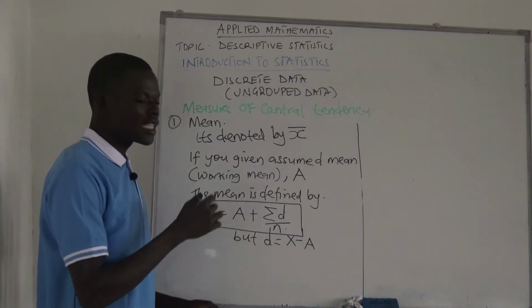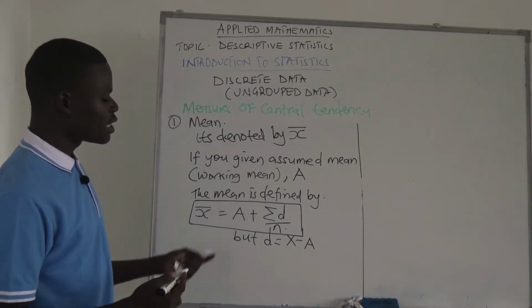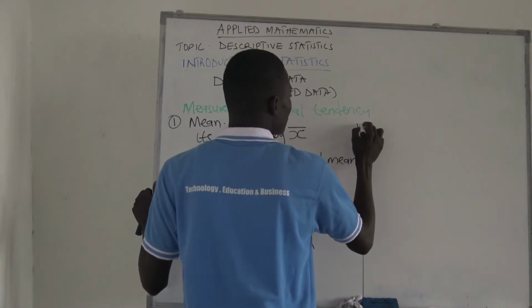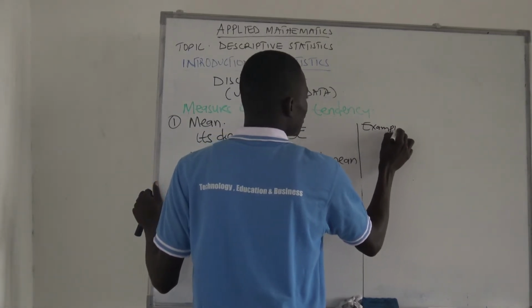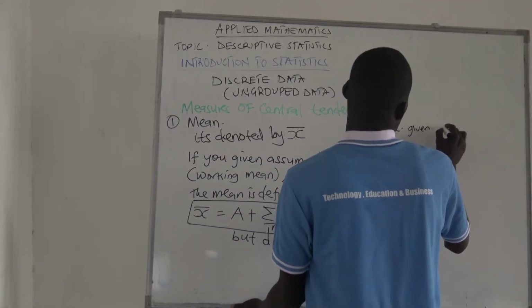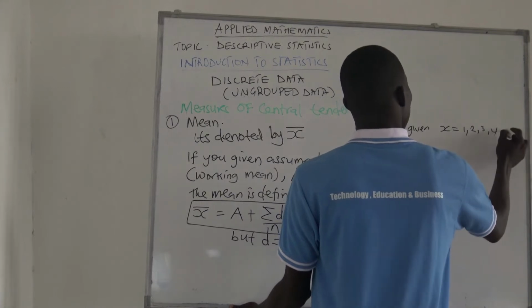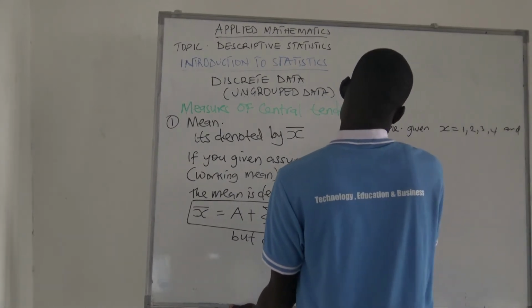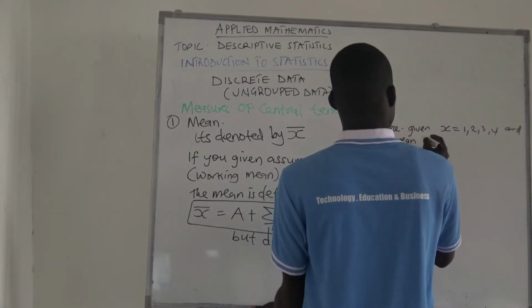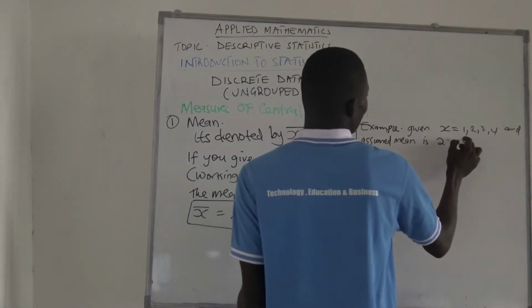Example: given x equals to 1, 2, 3, and 4, and assumed mean is 2. Find the mean.